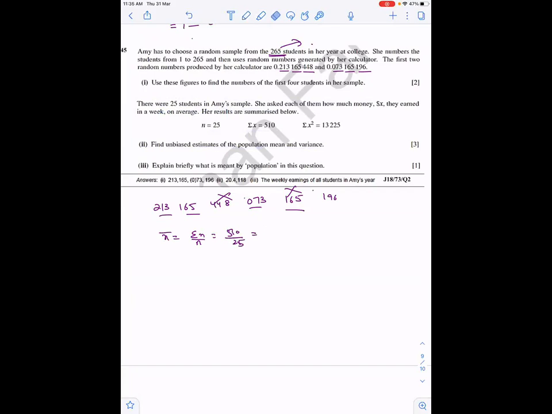Okay, fine. 20.4. An unbiased estimate of the variance would be n upon n minus 1, times summation x square upon n minus the mean square. So this is 117.5. Okay, fine. 117.5. Yeah.